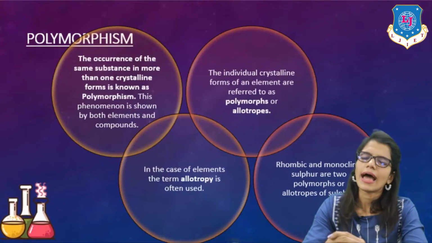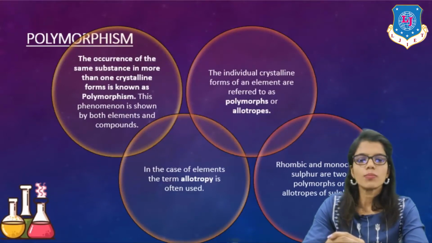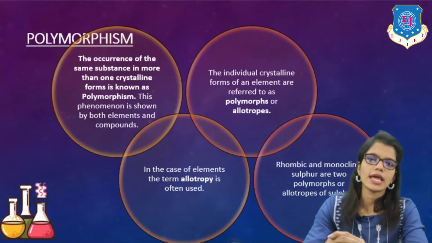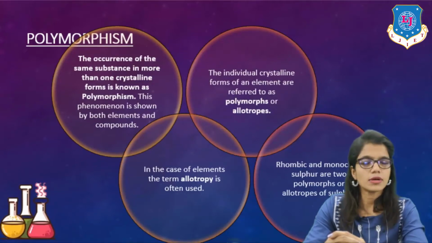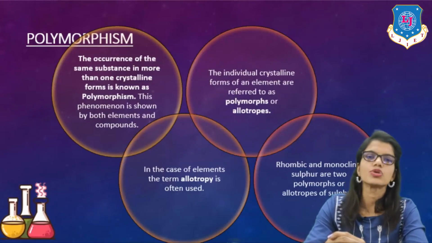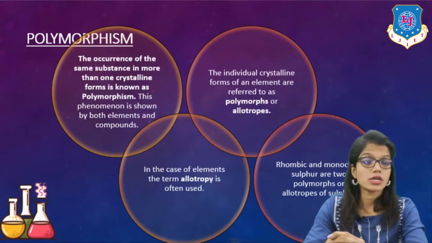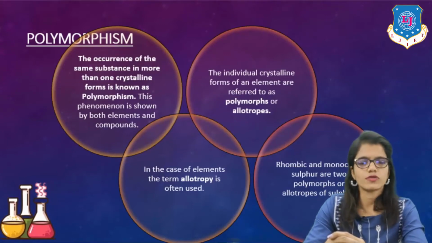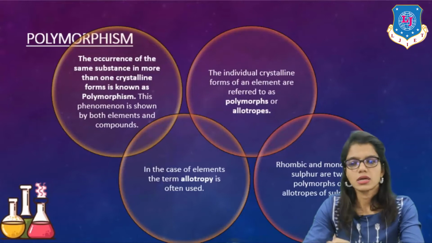They are known as polymorphs or allotropes, depending upon whether we use a compound or an element. Rhombic and monoclinic sulfur are two polymorphs or allotropes of sulfur. Likewise, we have carbon diamond and carbon graphite, two different forms. One is the strongest, one is the softest, but both of them are allotropes of each other. Right? Let's take a look at our system.